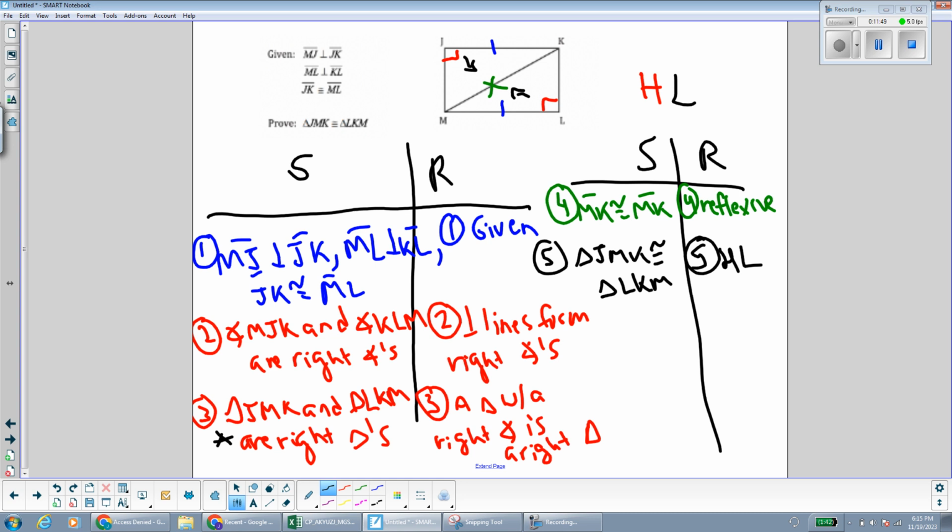The congruent hypothesis, that's MK congruent to MK. So I'm going to write that here. We have our H. And then our congruent pair of legs, that was JK and ML. And we didn't have that here from the givens. So we do have our right triangles stated, our H and our L. So we are good to go for HL.